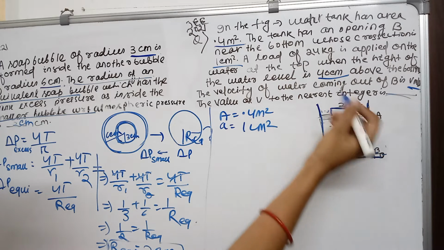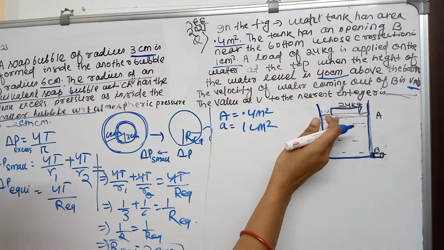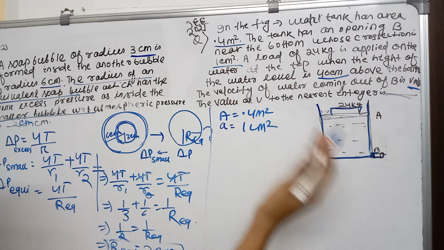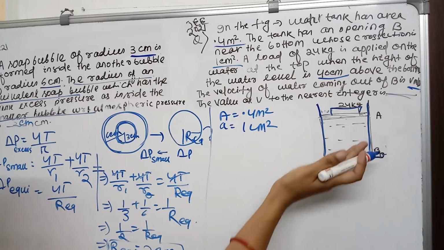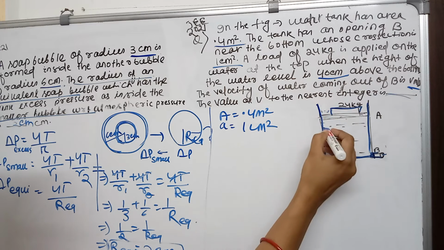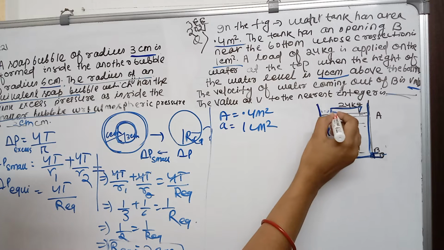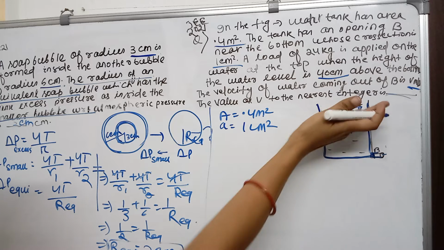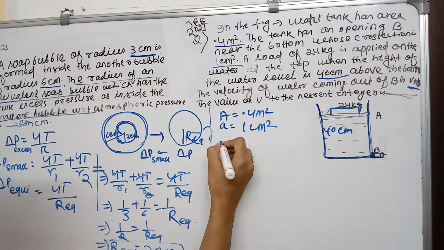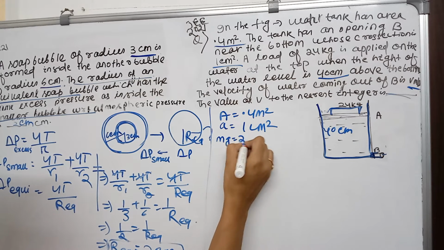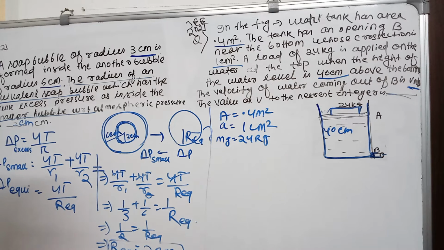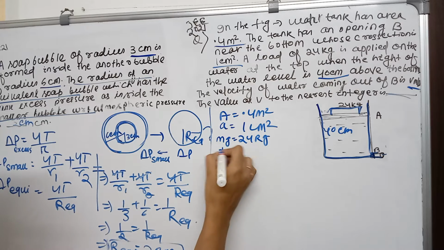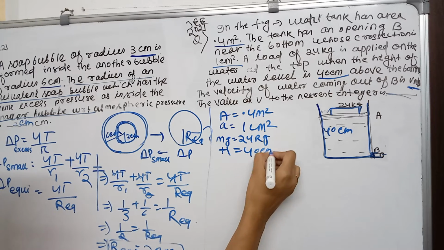A load of 24 kg is applied on the water at the top when the height of the water level is 40 centimeter above the bottom. So initially, when the water level is at 40 centimeter, a load of 24 kg is applied at the top. That means the weight, mg, is applied at the top when the water level is at the height of 40 centimeter.